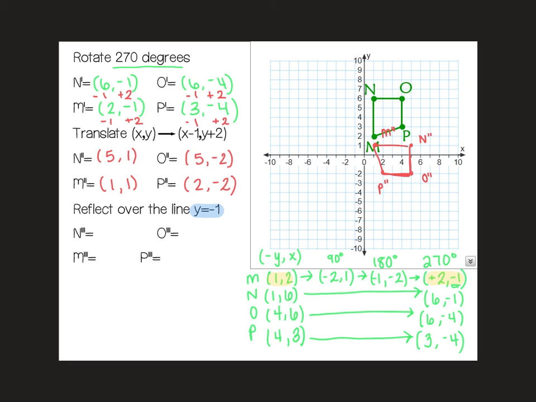Then I want to draw in the line y equals negative 1. So if I go to where y is negative 1, it's this point here. If I want to draw a line through that, it would have to be a horizontal line. In order to do this transformation, I'm going to put my pencil on one of the points. So I'm going to start with o double prime, and I count to the line. So it's 1 away. I want to count the same distance over the line. So o triple prime would be at 5, 0.